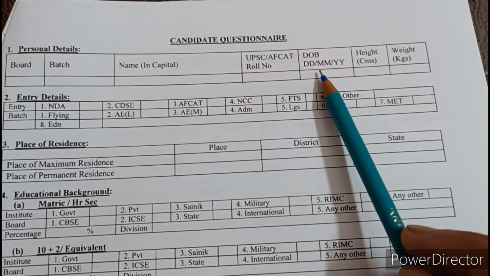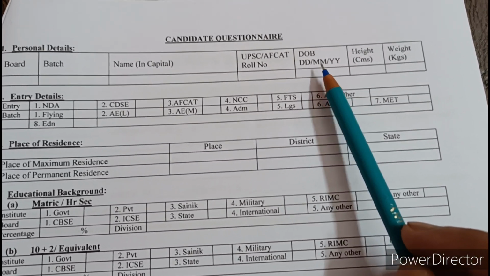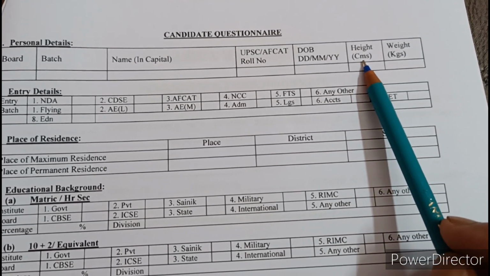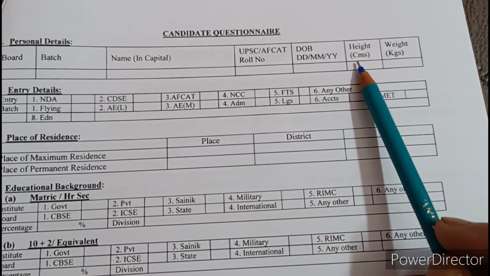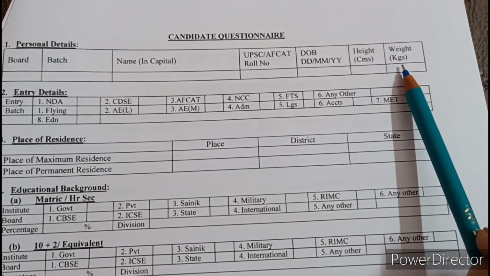Now you have to write the date of birth according to the matriculation certificate. Now your height in centimeters: make sure if you are 6 foot, convert it into centimeters and then write. And weight in kgs, as you know.